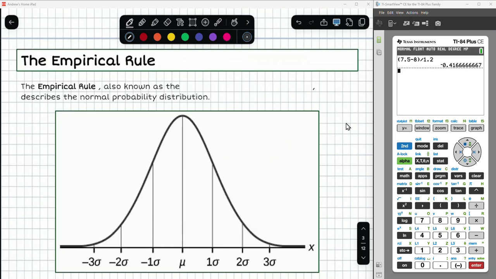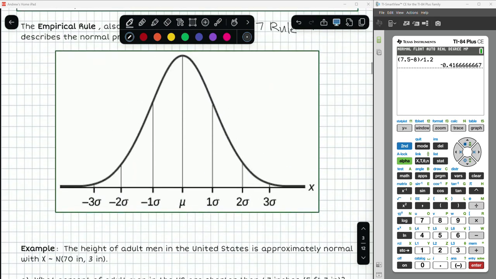In this next video we're talking about something called the empirical rule. The empirical rule gets another name. Sometimes it's called the 68, 95, 99.7 rule, and we'll see why in a second. It describes the normal probability distribution, specifically the breakdown of probability within each standard deviation of the normal curve.